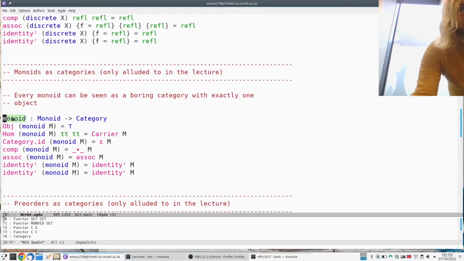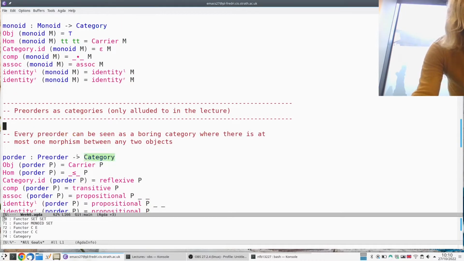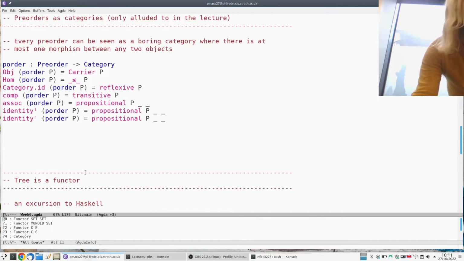Right. And that's what this is saying, half of that, right? It's saying if you have a monoid, you get a one-object category. See, we have exactly one object here. But you can also go the other way if you want. So they are really the same, right? And likewise, the pre-orders are exactly the categories where there's no information in the morphisms other than their existence. Right, just the fact that one thing is less than another. Right.